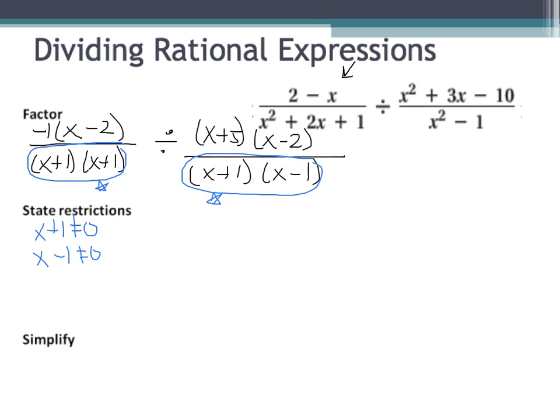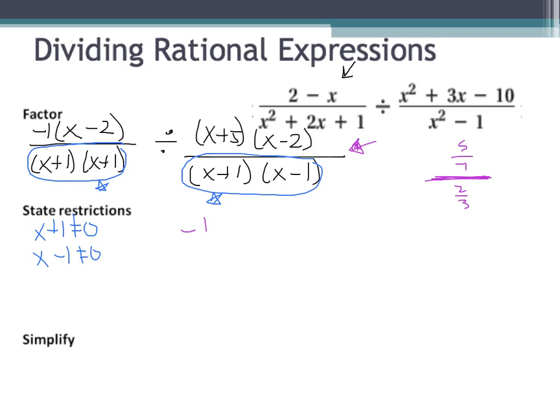However, when I'm dividing by a fraction, just like if I had something like 5/7 divided by 2/3, dividing by a fraction means you're going to multiply by its reciprocal. So you actually have to write out two sets of restrictions. So I'm going to rewrite this problem right up here, but rewrite it so that it's multiplying by its reciprocal.